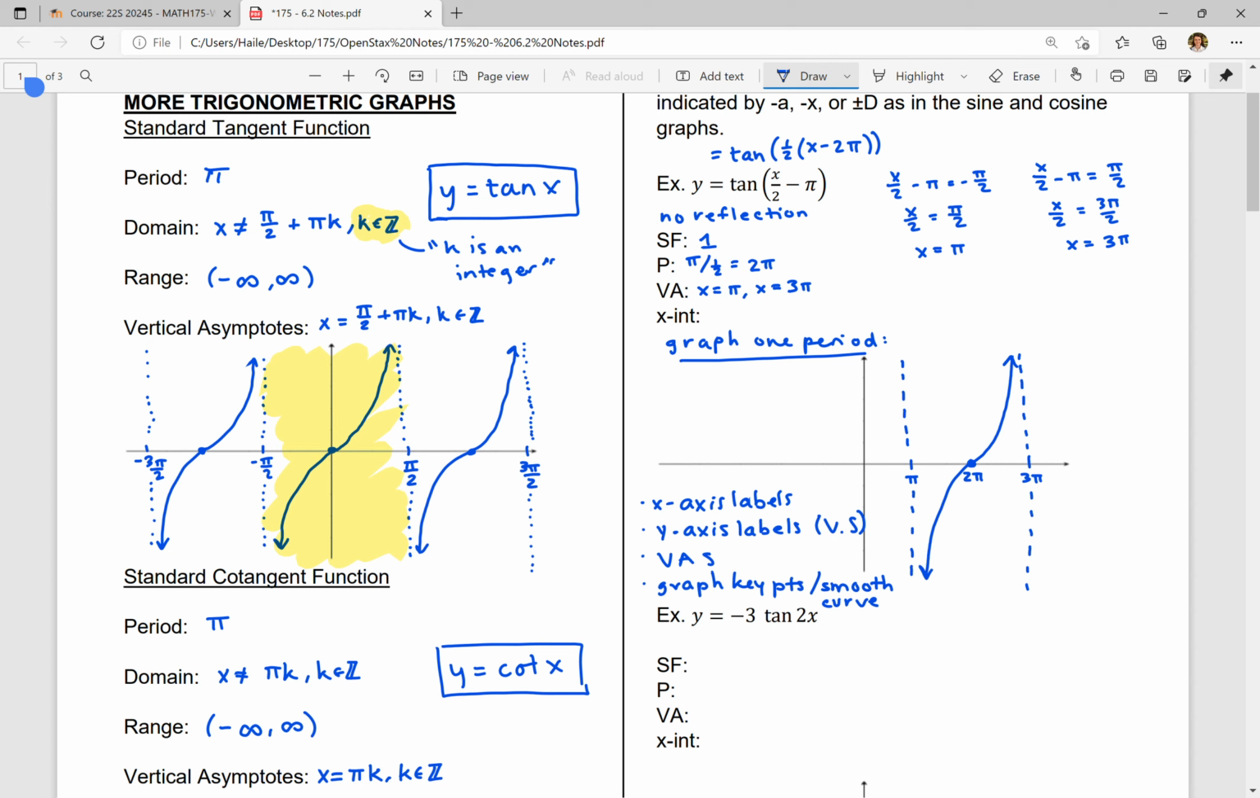So the last thing we're going to talk about with this example is just the x-intercept. So the x-intercept is just the point where the graph crosses the x-axis. So here, this would just be the point (2 pi, 0).